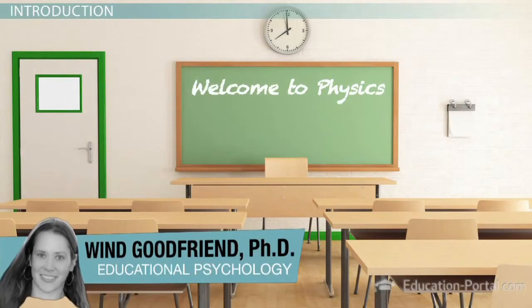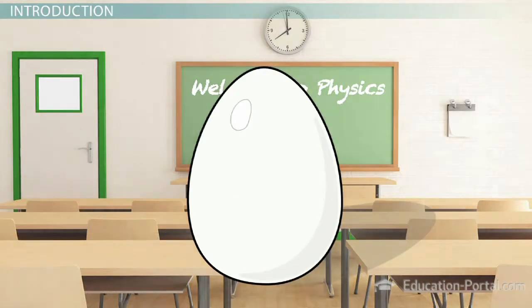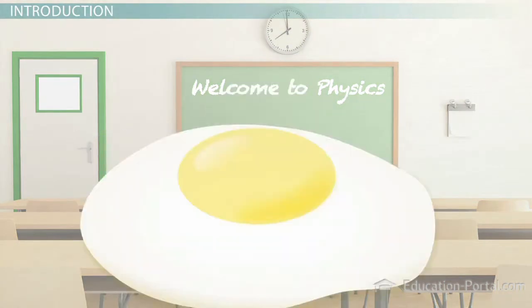Imagine you're in a high school physics class, and your teacher has given you an extra credit assignment. You must create a structure that will hold an egg, where the structure can be dropped 15 feet without breaking the egg. What kind of structure could you build?